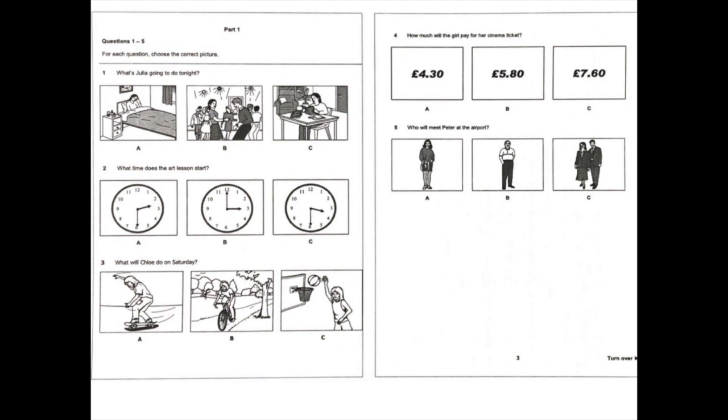So here's an example. In this first picture it says, what's Julia going to do tonight? So our options are 3 pictures of what she's doing. Like option A, going to bed, option B, going to a party, or C, studying. So you listen to the person, and one of those answers is what she's going to do.